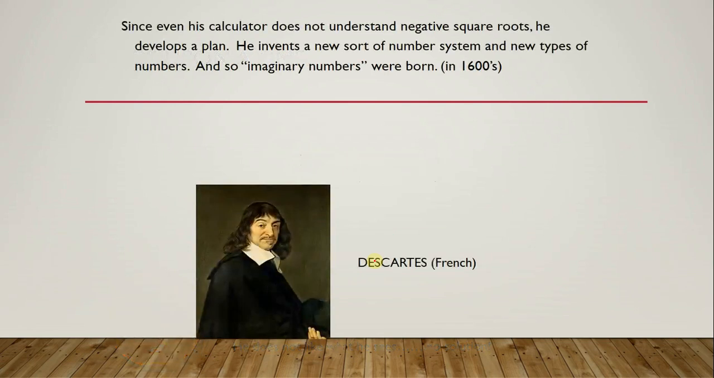He didn't like not being able to have an answer. So what he did is he developed a plan. He invented a new kind of number system and new types of numbers. And imaginary numbers were created and born in about the 1600s. So this is definitely not a new topic. Rene Descartes is credited with the discovery of them.